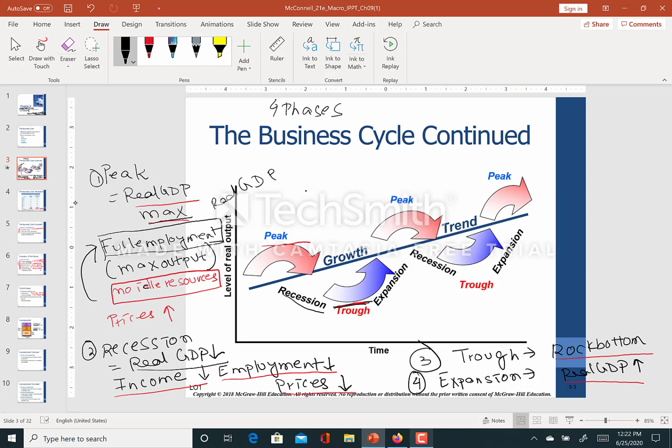After that, we have a trough. During a trough, the real GDP is hitting its rock bottom. This is followed by expansion, and real GDP is increasing once more.